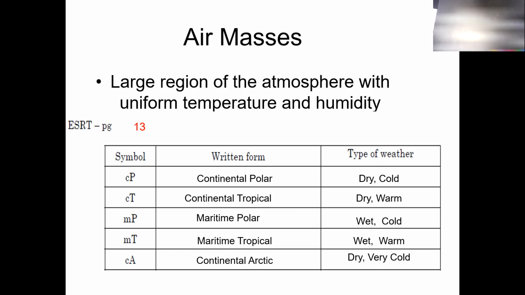Then moving on, we talked about polar comes from the polar regions, so they're cold. Tropical comes from the tropical areas, so they're warm. And like I mentioned yesterday, please don't confuse tropical with wet. So don't think tropical rainforest. Just think of tropical temperatures. The M and the C tell us if they're wet or dry. The P and the T tell us if they're warm or cold. And then finally, the A for Arctic, that's extra cold.